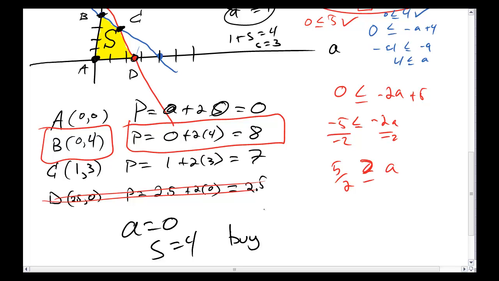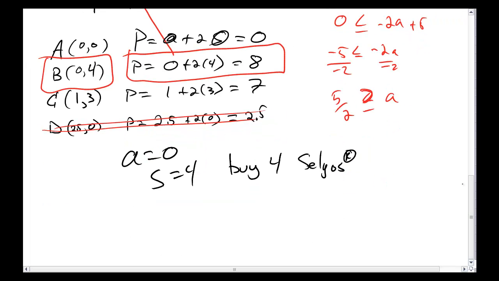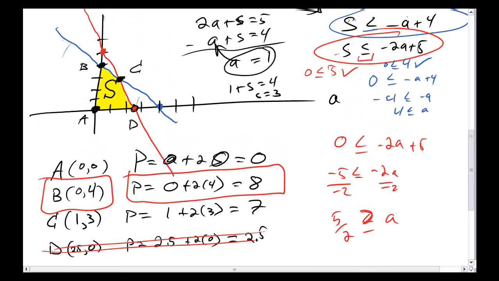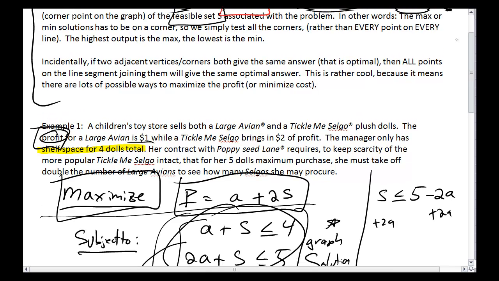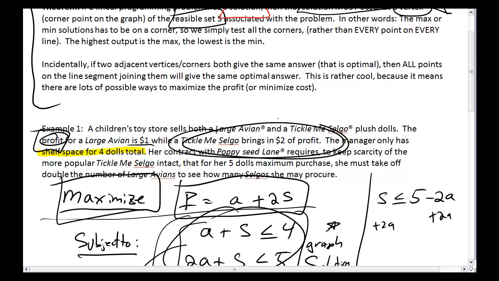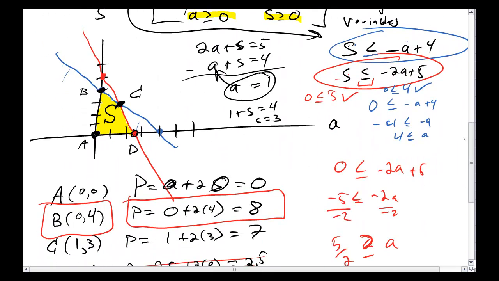is to buy 4. She only is allowed 4 because that's all the shelf space she has. Buy 4 Selgos and no large avians. So that's her answer, that's her optimal situation. And if we looked at the problem, we kind of suspected that. Tickle Me Selgos bring more profit, so she should buy as much of them as she can.